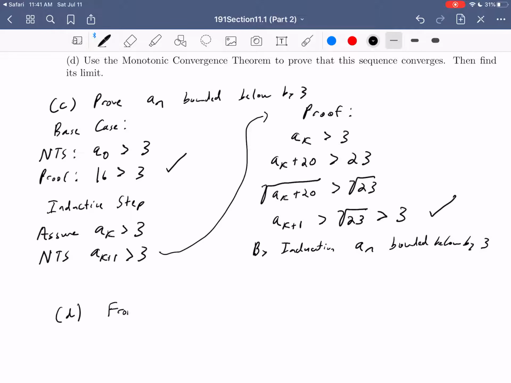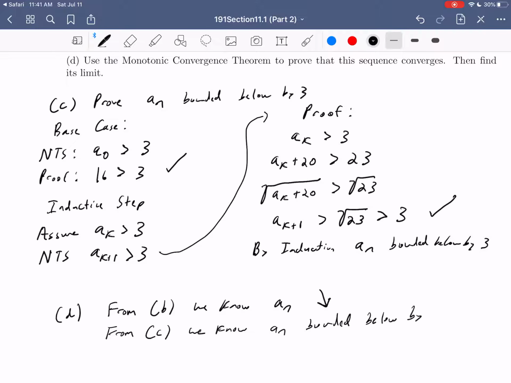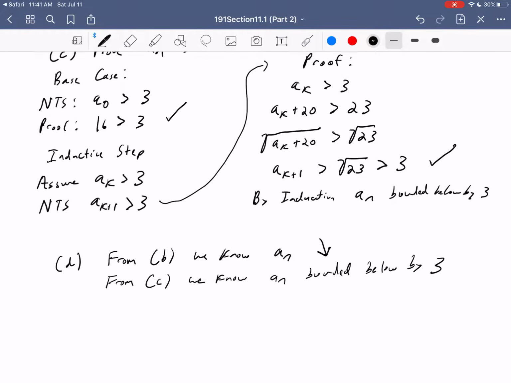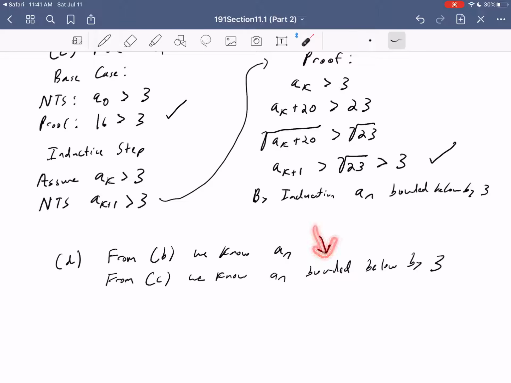So from part B, we know a sub n is strictly decreasing. From C, we know a sub n is bounded below by 3. Okay, so we know it's strictly decreasing. We know it's bounded below by 3. So we can say by the MCT, we know a sub n converges.